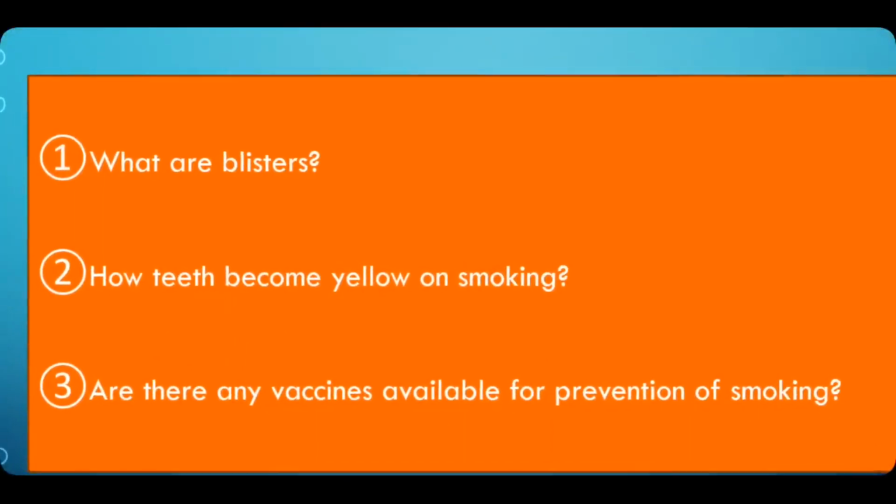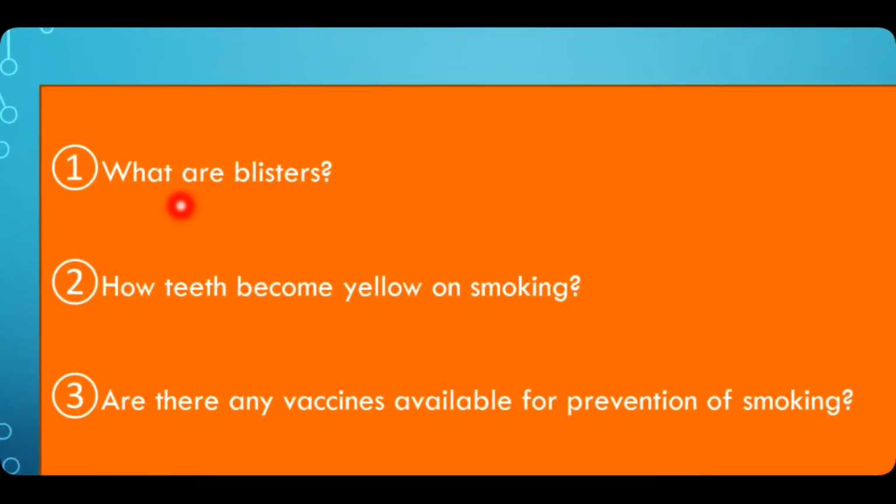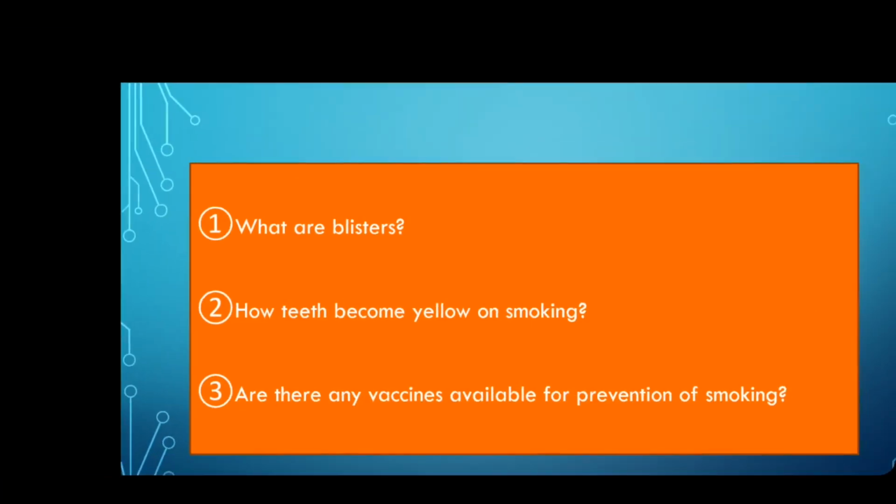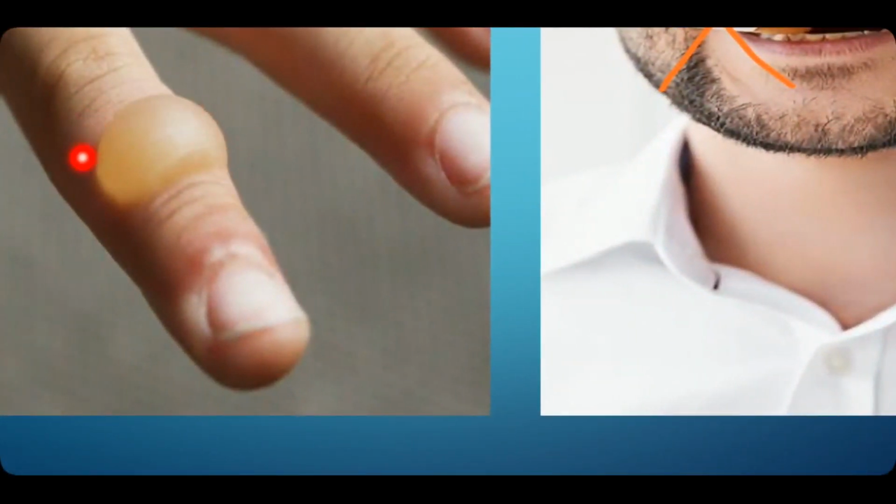Then, what are blisters? Let me show you a picture, then I'll explain. See, this is a blister. Blisters are jelly-like, gelatin-like or bubble-like structures which form when someone gets burned, especially in a second degree burn. So blisters are bubble or gelatin-like structures that occur on the skin when a skin burn is there.